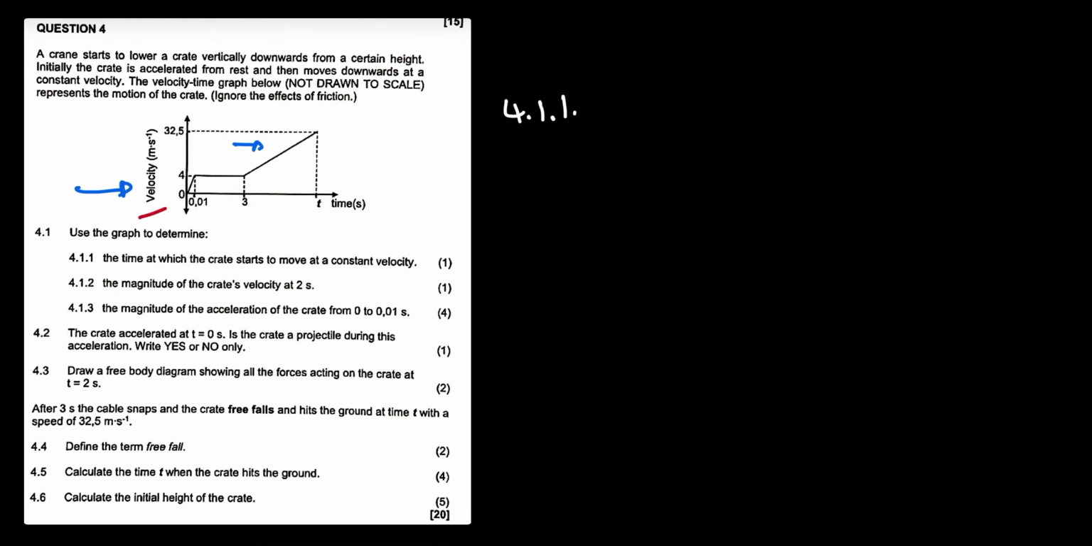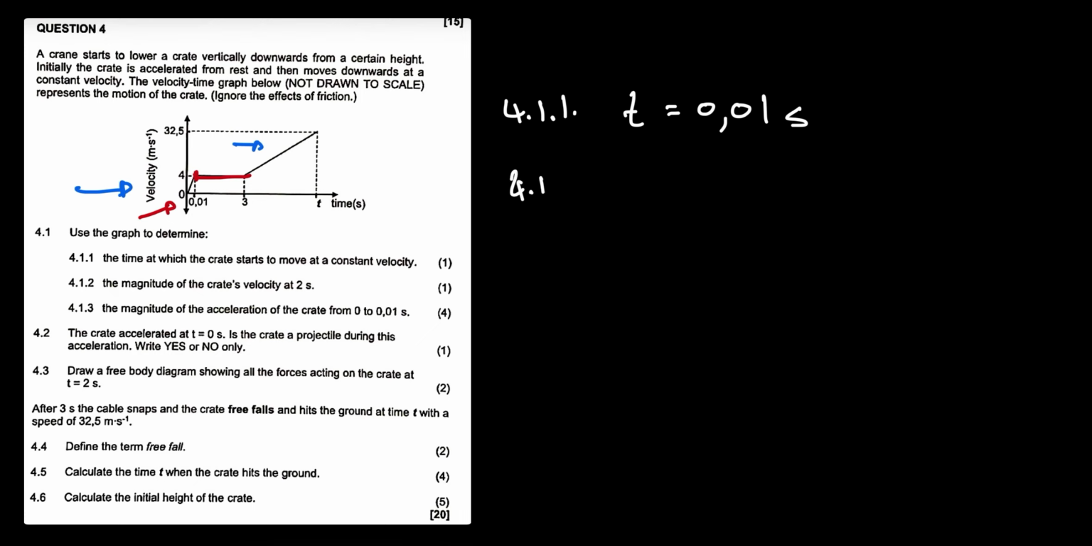If we look at the diagram here, the time when we start to move at a constant velocity is going to be how much? That should be giving us 0.01 seconds. We just read it from the graph. We take it as it is.